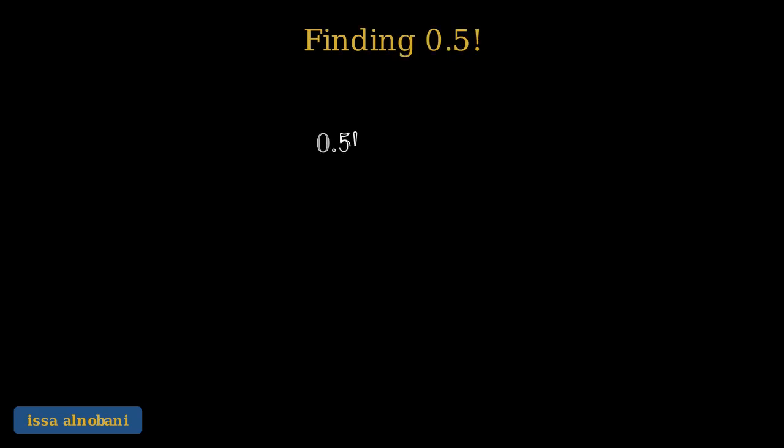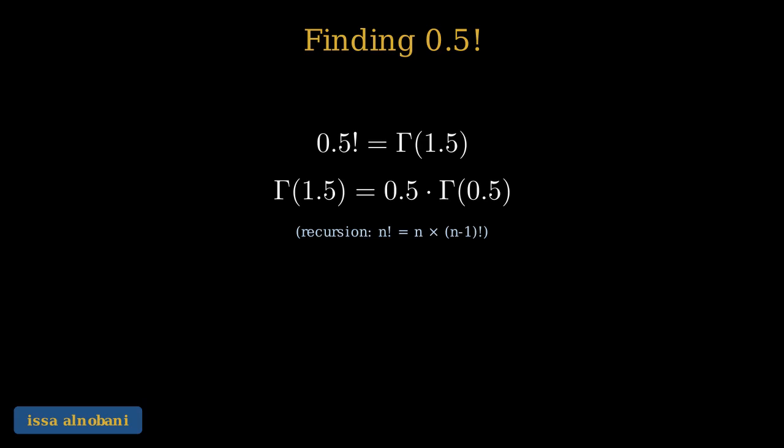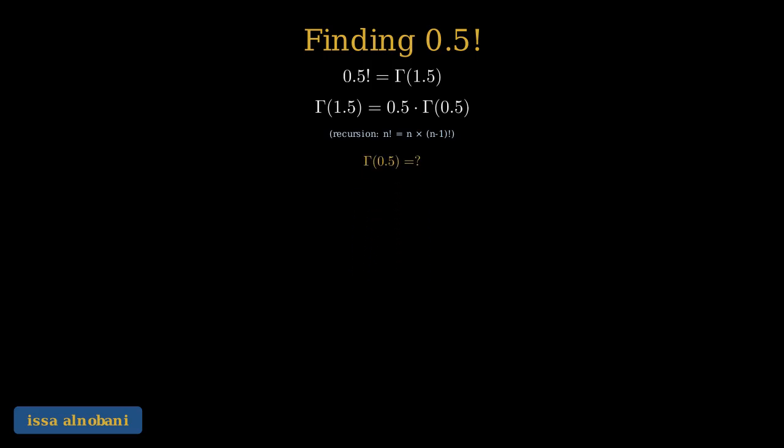Now for the exciting part, 0.5 factorial. By definition, this equals gamma of 1.5, which, using our recursion rule, equals 0.5 times gamma of 0.5. But where does gamma of 0.5 actually come from?